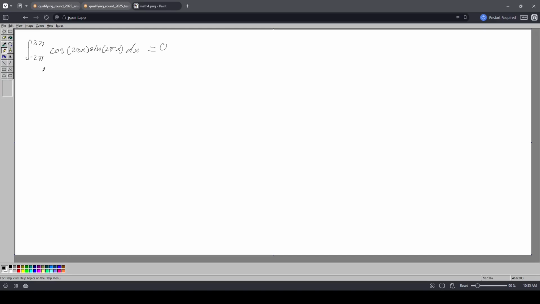So, how do we deal with this? Well, there's a trig identity. It's called the product to sum identity. So when it's cosine sine, it's going to be 1/2 sine of the cosines inside plus the sines inside, so 45x, minus the cosines inside minus the sines inside. So that'll be negative 5x.